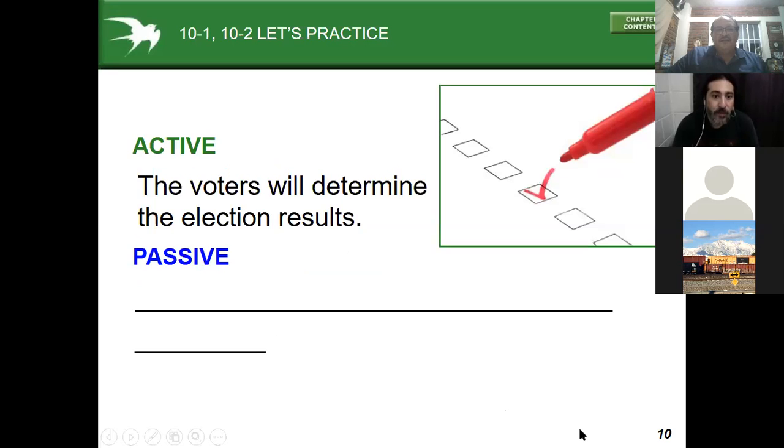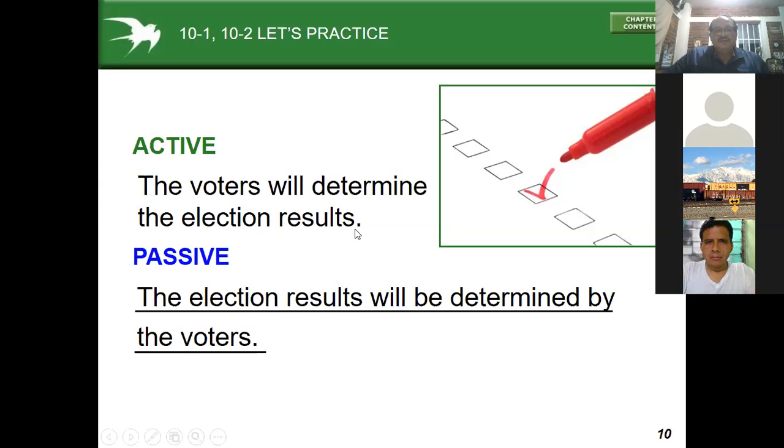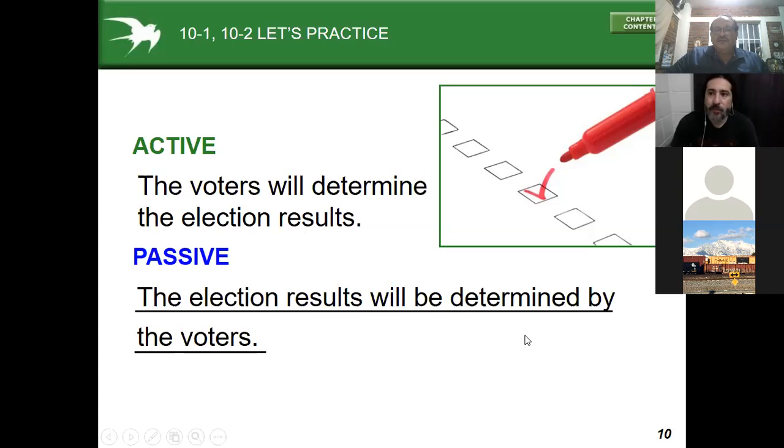The voters will determine the election results. The election results, this is the subject, will be determined by the voters. Okay, good.